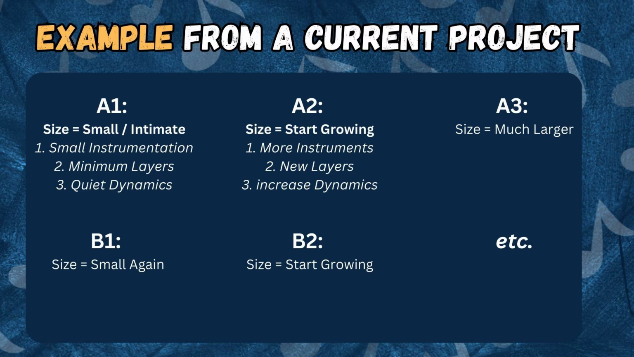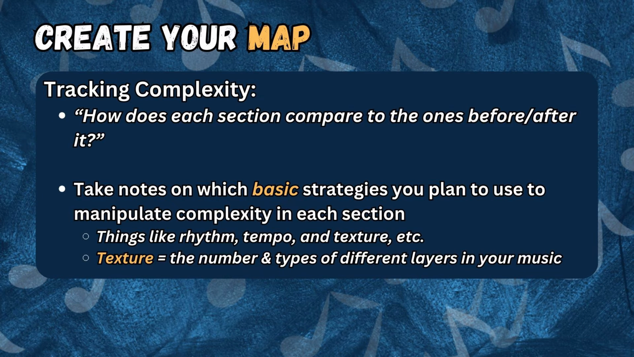Naturally, to start growing in section A, phrase 2, I can just start adding more instruments, more layers, and just start increasing the dynamics. And I can continue this very simple pattern until I've mapped out the entire piece in regards to size. The next step is to do the same exact thing, but for complexity and movement. How does the amount of movement and complexity change for each section? Once again, just ask yourself the same question. How does each section need to compare to the ones before and after it?